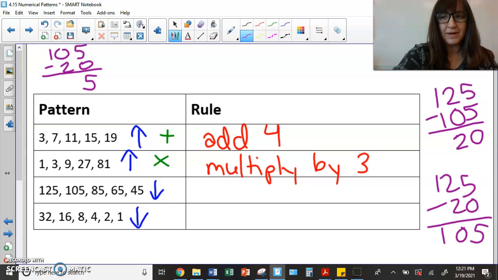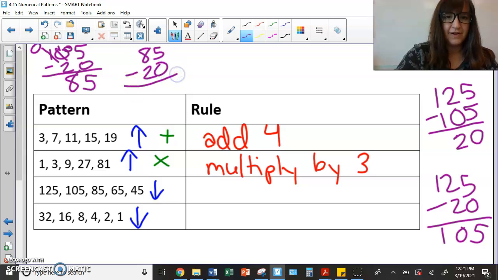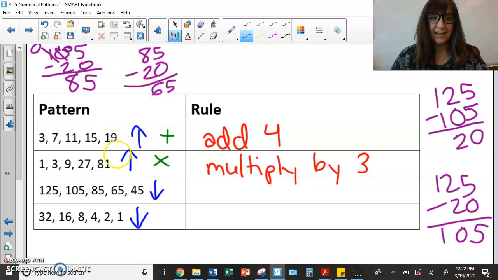I can't do 0 minus 2, so I cross out my 1, make it a 0, and make this a 10. And I have 10 minus 2 is 8. It looks like 85 is my next number in the sequence. So now I'm going to take 85 and subtract 20 again to make sure. 5 minus 0 is 5. 8 minus 2 is 6. And in fact, that is.